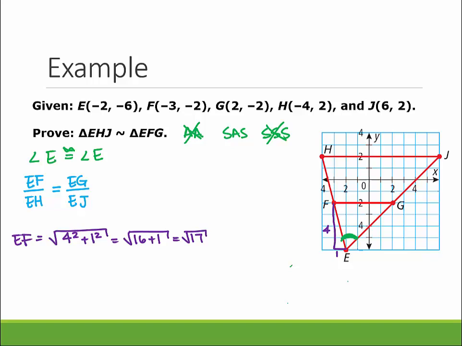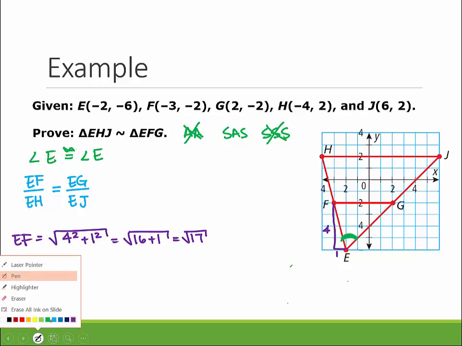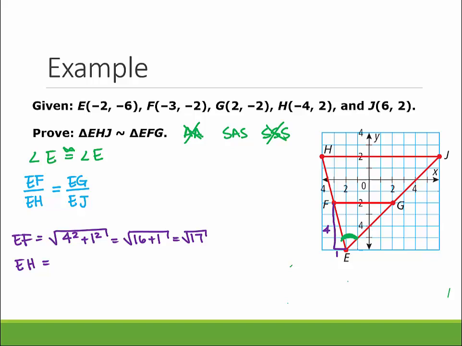And then we can do the same thing to find EH. So again, we can kind of cheat here. Use Pythagorean theorem. We're going to go down 1, 2, 3, 4, 5, 6, 7, 8, and over 2. So that means the distance is 8 squared plus 2 squared, and we have to take the square root. So 64 plus 4, or the square root of 68.